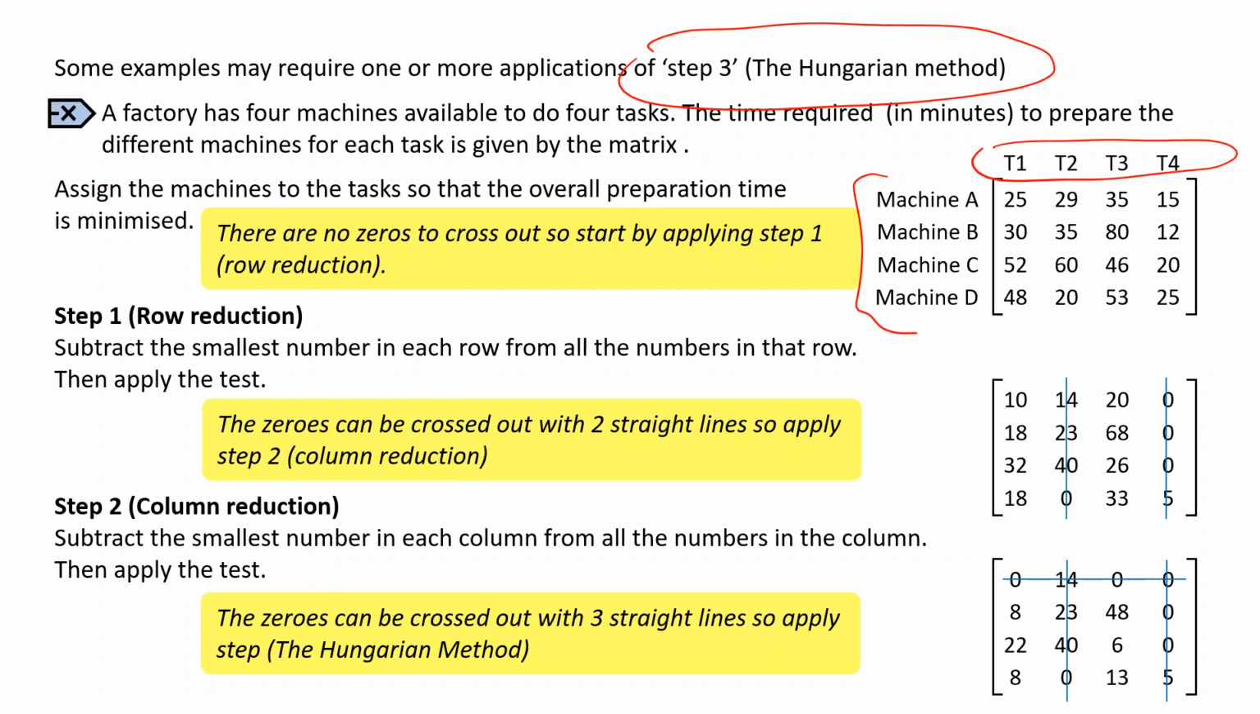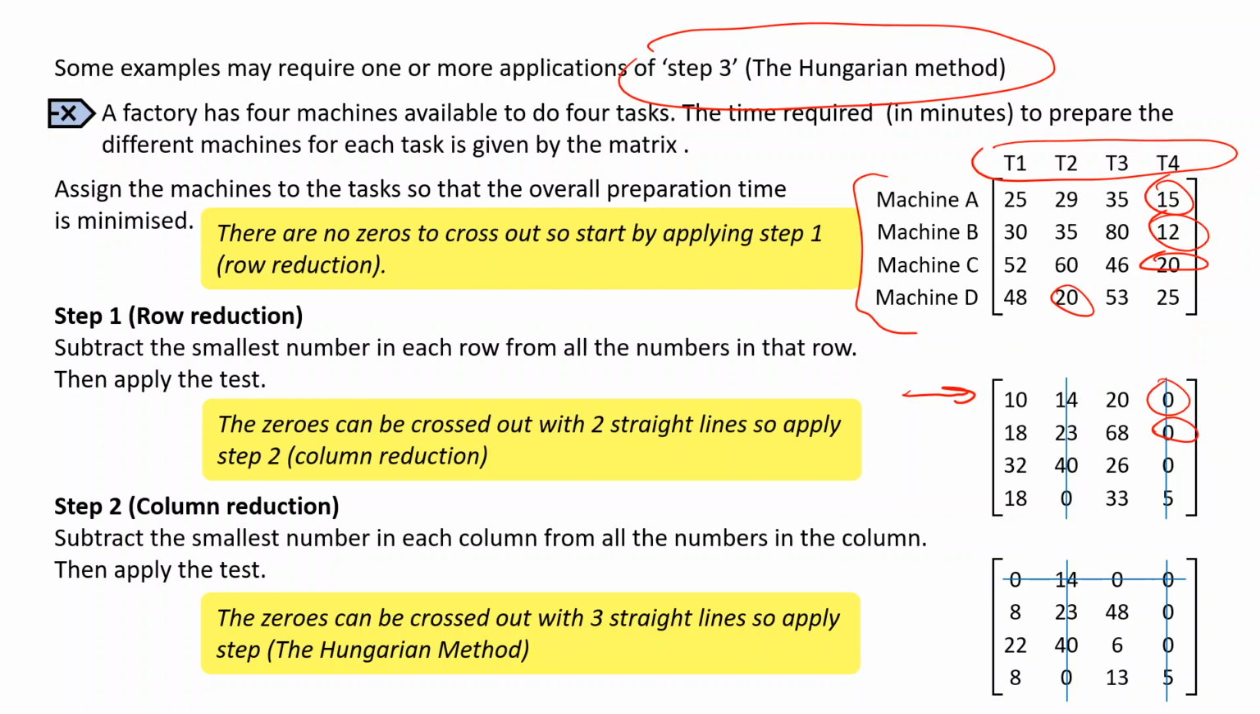Okay. So the first thing you need to do is that row reduction again, which is going across the rows and subtracting the smallest number from every other number. So 15 was the smallest number up here, so we end up with 0 here, and then 10, 14, 20. Same thing in the second one, we've got 12 as our smallest number, and when you subtract it from each other number, you end up with 0 here, 68, 23, 18. So on. We've got 20 is the smallest number there, and 20 is the smallest number there, and just subtract them, and you end up with this matrix down the bottom here.